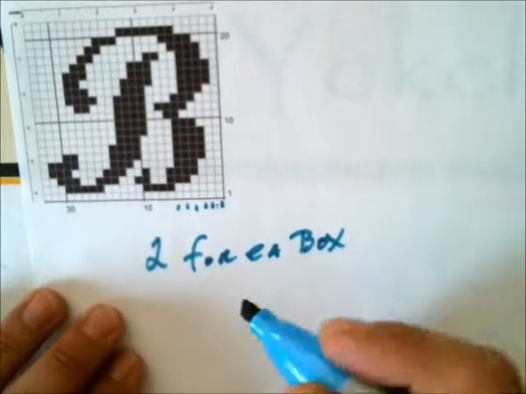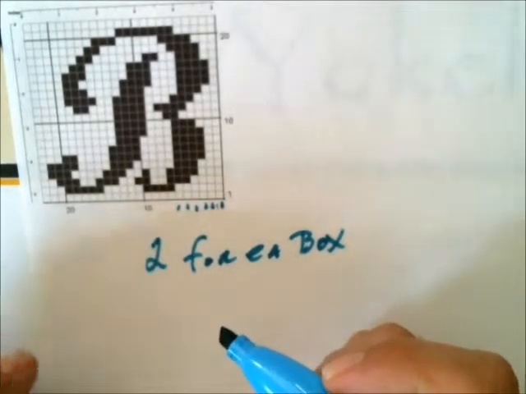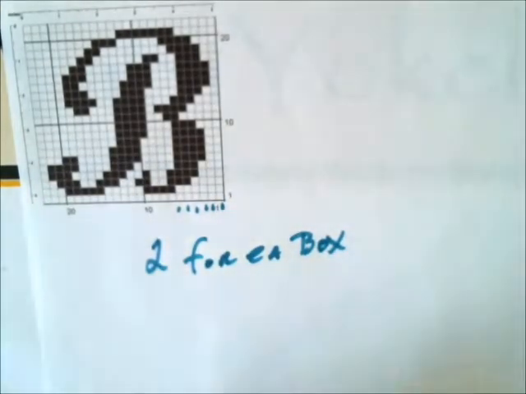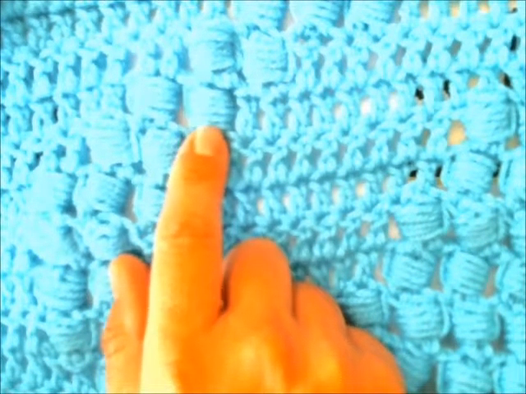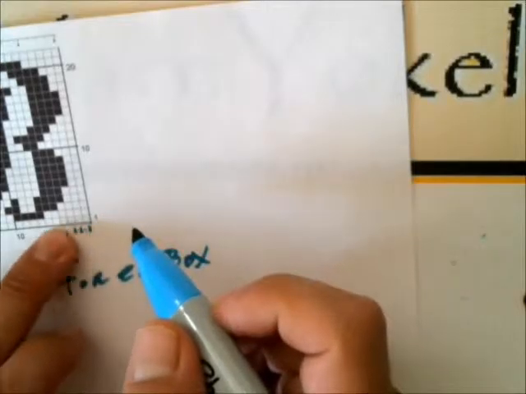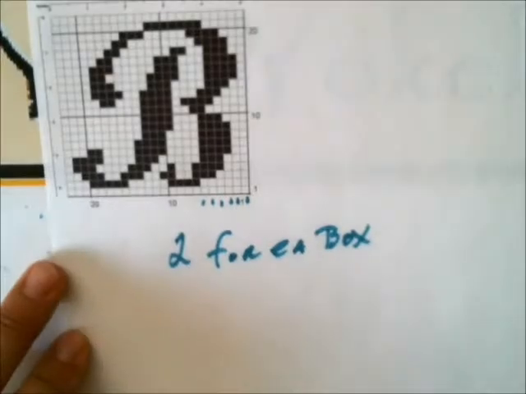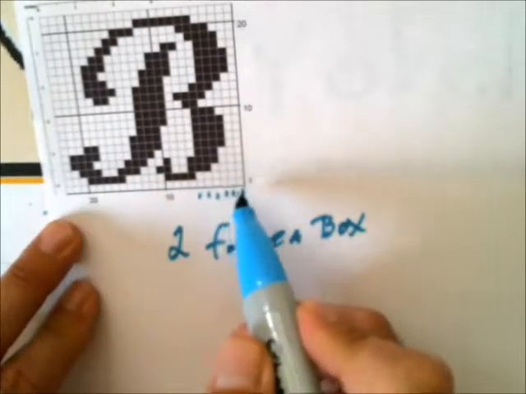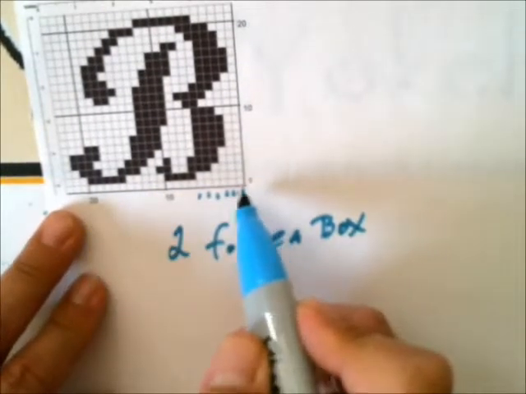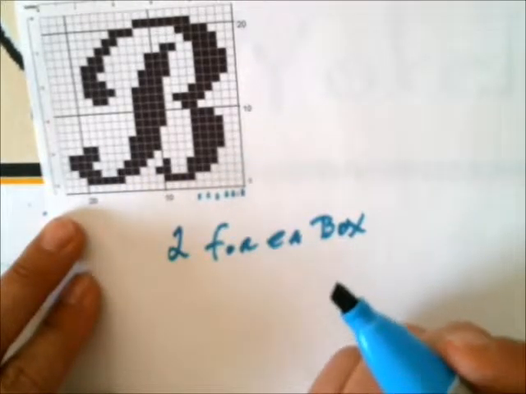Since every bullion uses 2 stitches to create that bullion, to create this bullion here, you're going to need 2 stitches. So you count how many boxes you have across the row. In this particular graph, we have 23 boxes, so you're going to multiply that by 2.